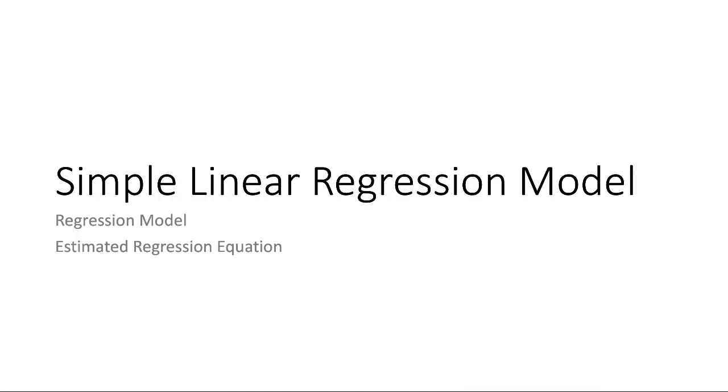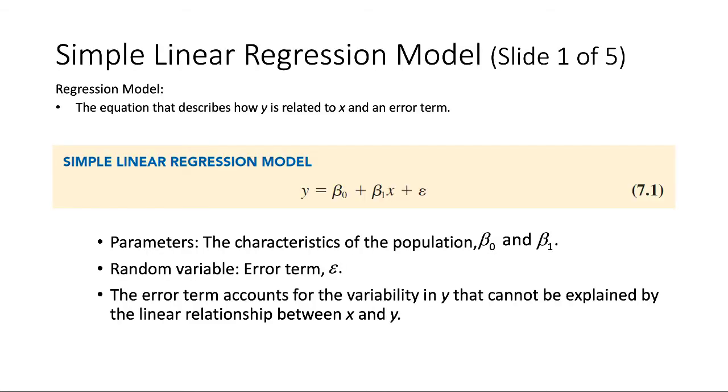Next, I will talk about how linear regression works, including how to find the regression equation using the least squares method and how to assess the model fit. In the simple linear regression model, the equation looks like this: y equals beta 0 plus beta 1 times x plus e, for error.